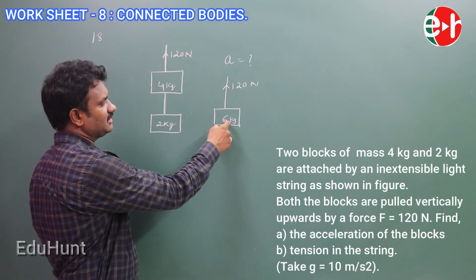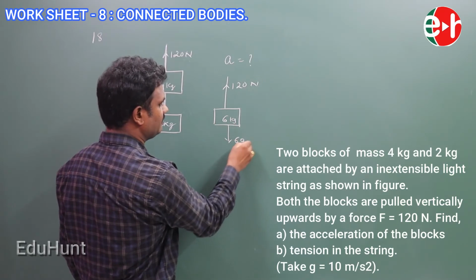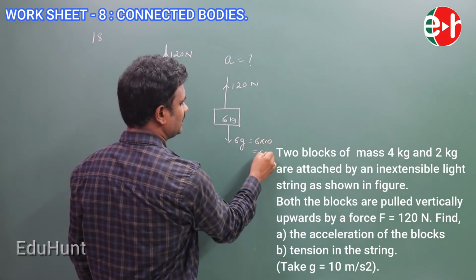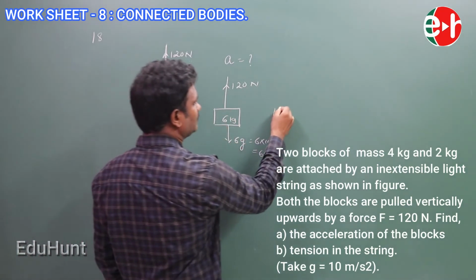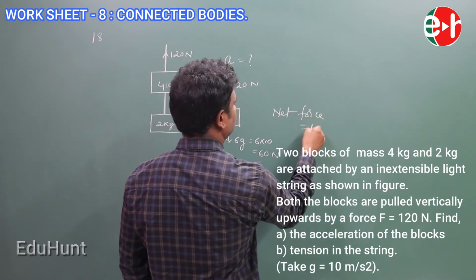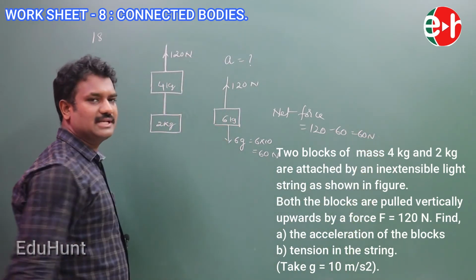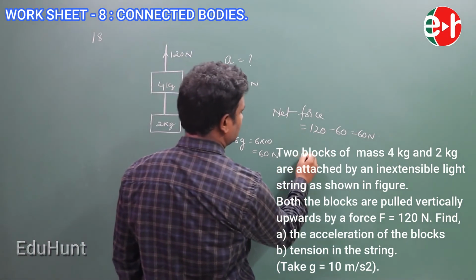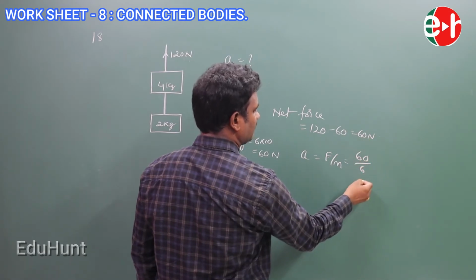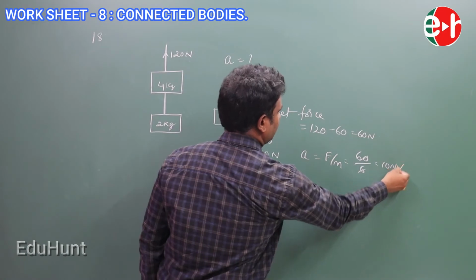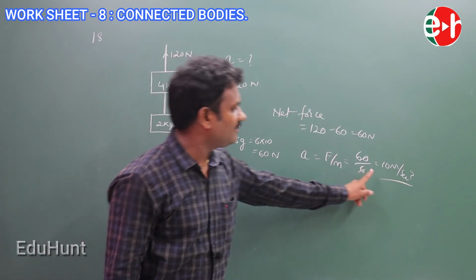Now what are the forces acting on this 6 kg? One is the upward force of 120 newtons, and its weight 6g, means 6 into 10, that is equal to 60 newtons, is acting in the downward direction. As these two forces are in opposite directions, what is the net force? 120 minus 60, that is equal to 60 newtons. So 60 newtons of net force is acting on the 6 kg. That's why acceleration is equal to F by m, that is 60 by 6, equal to 10 meter per second square. So each block moves upwards with an acceleration of 10 meter per second square.